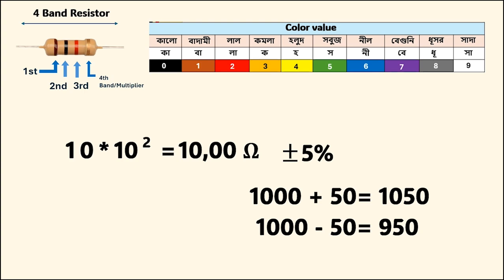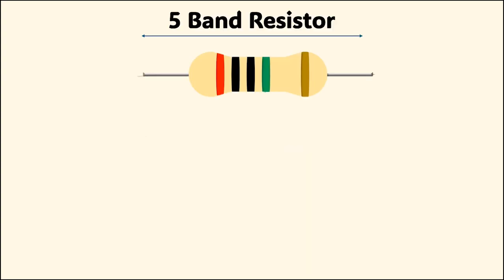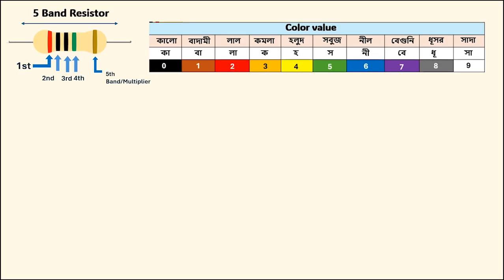Now we will see how to determine the color code of a 5-band resistor. On the screen we can see a resistor. This resistor also has a golden color tolerance band. So let's see what the value of this resistor is. According to the previous rule, here we have to set the value according to the color and do the calculation.